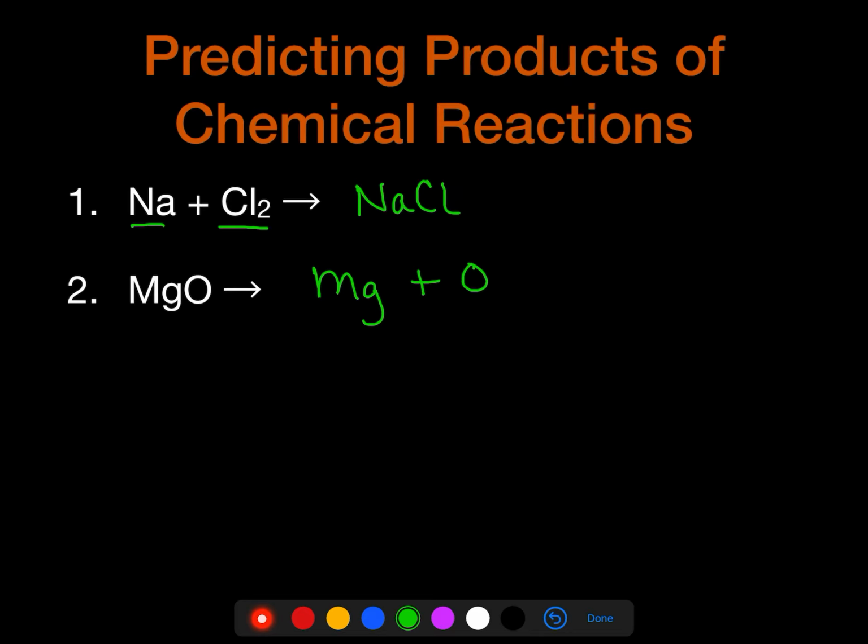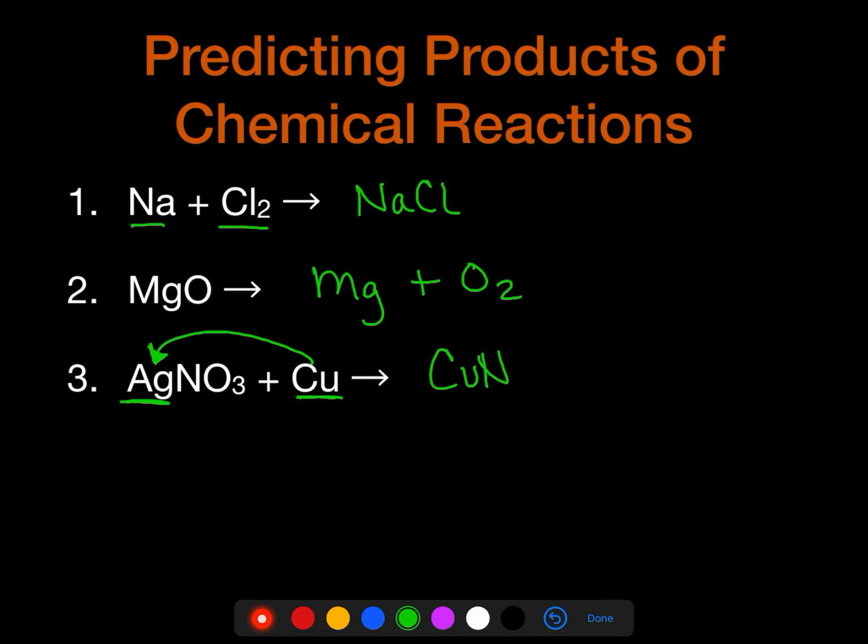Just so you know, oxygen, if it's by itself, always has to be O2 in nature. And if you don't remember that right now, it's okay. We'll get back to that later. And the third one, we see we have copper by itself, and we have a compound. Now, the copper has to replace the metal, or the thing that comes first, because they're both equivalent. So it has to replace the metal, and so we would end up with copper nitrate, CuNO3, plus silver by itself. So we would be single replacement there.